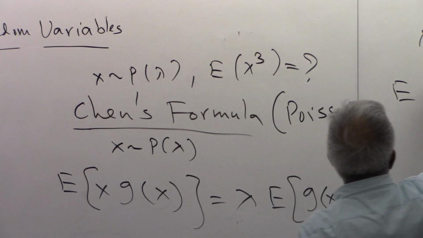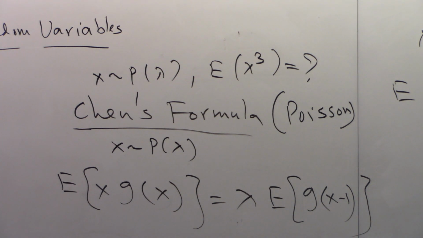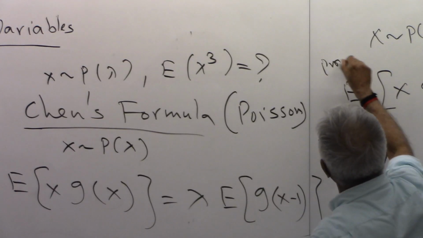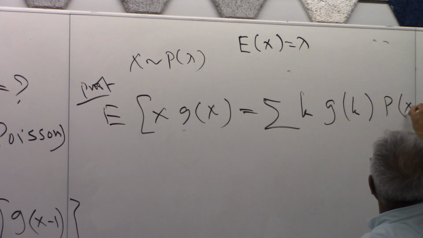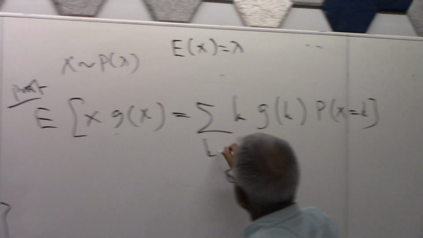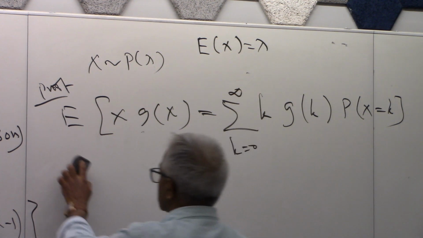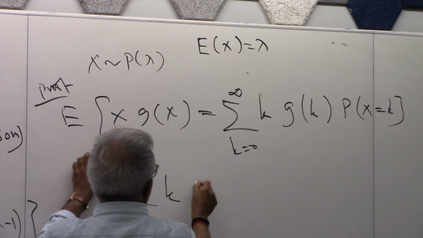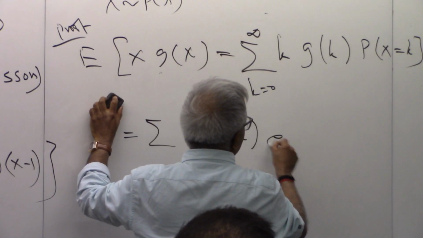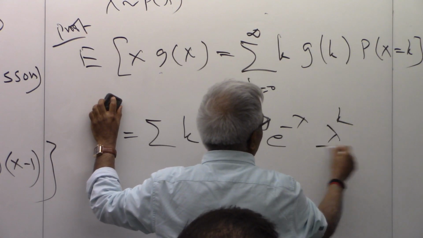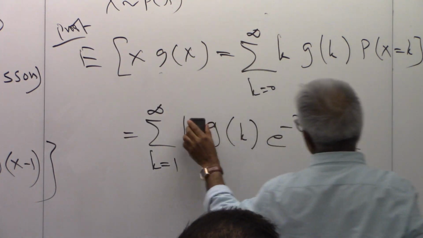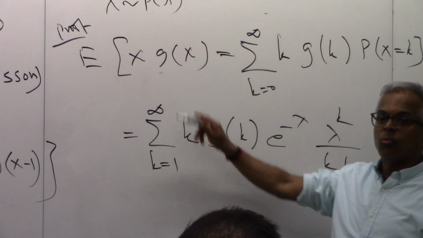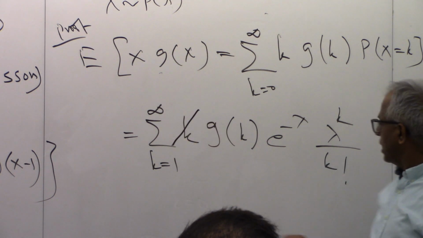So let's start from the left side. This is x multiplied by g of x. I'm first proving this formula itself. So this is summation of k times g of k multiplied by the probability of x equal to k, by definition, where k goes from 0 through infinity. So this is summation k g of k e raised to minus lambda lambda to the k over k factorial. Again, the same argument: when k is 0, there is no contribution. So k goes from 1 through infinity. The k cancels.